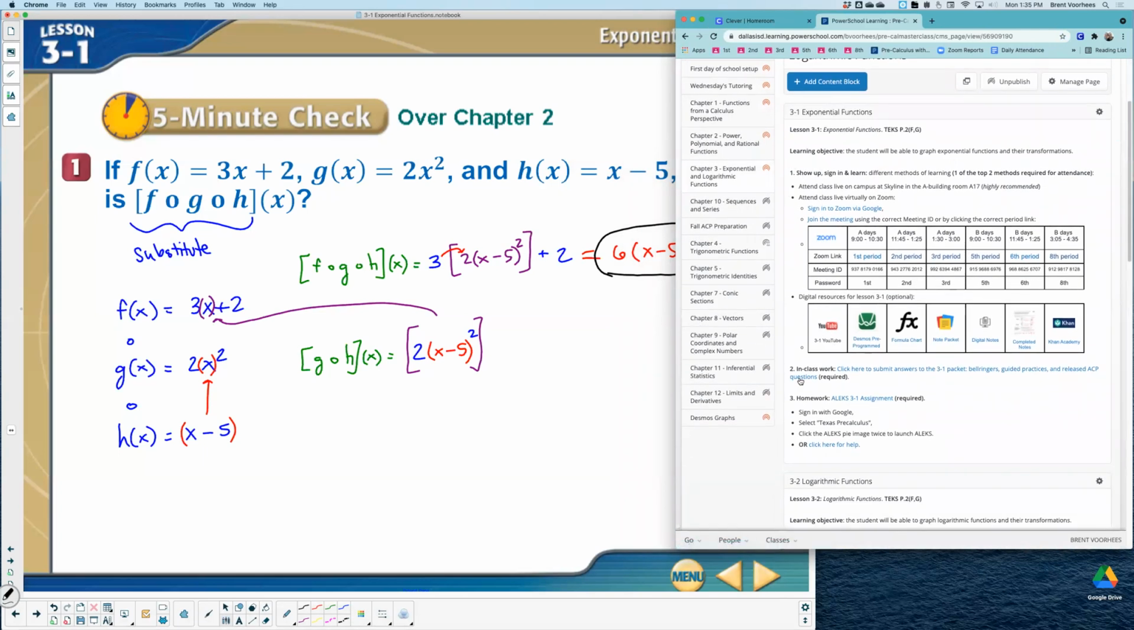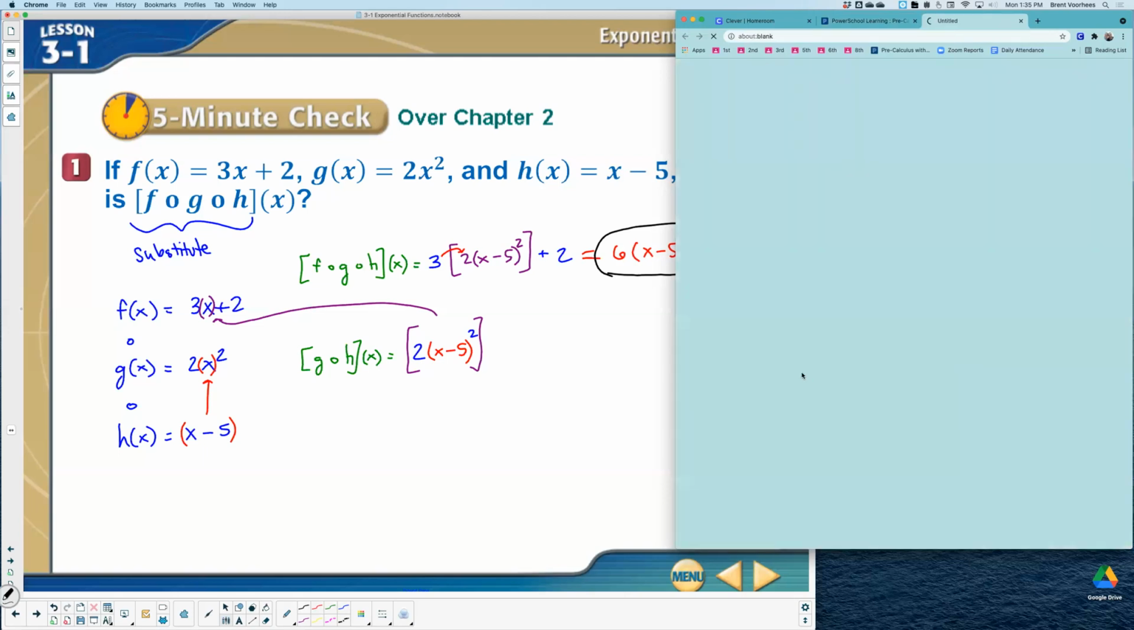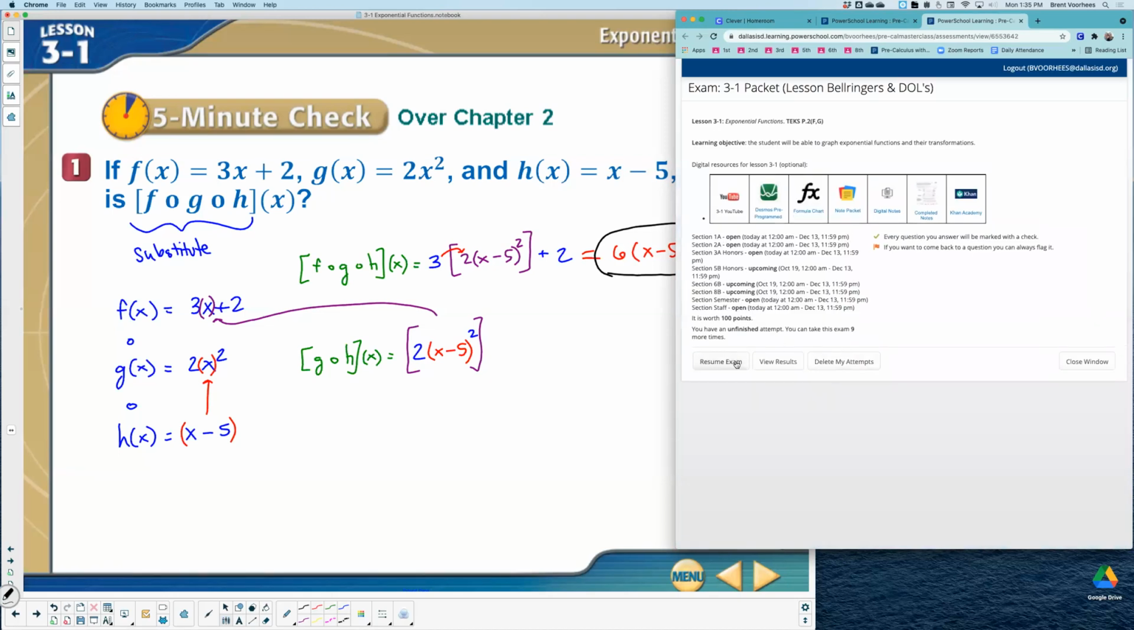And I try to simplify this process. There's just showing up, signing in. I'm just combining it to be one thing. So that's number 1. Number 2, we're doing our in-class work. Let's click here to submit our answers to our packet. And so I'm going to click that.